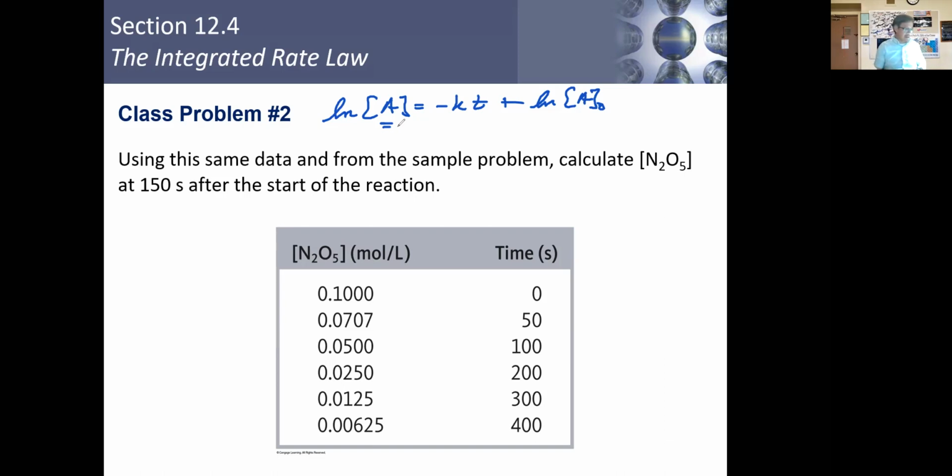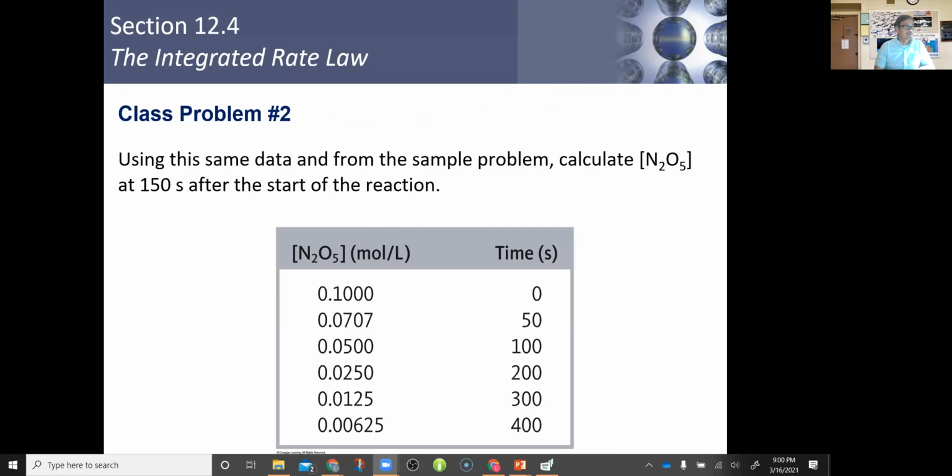All right, folks. Let me open up a whiteboard here, and let's work through this. Take a look at what you did, and let's compare our answers right here. Writing down the integrated rate law, we have the natural log of A equal to minus Kt plus the natural log of the initial concentration.